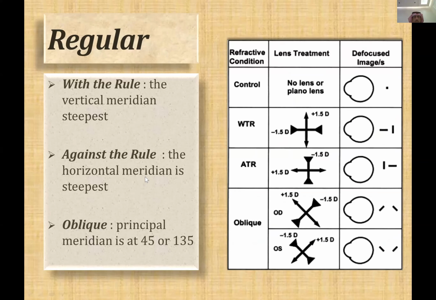Again, the regular type is divided into with the rule, against the rule, and oblique. In the case of with the rule astigmatism, the vertical meridian is the steepest, and it will be corrected by a plus cylinder lens at axis 90. And in the case of against the rule, the horizontal meridian is the steepest, and it will be corrected by a positive cylinder lens at axis 180. In the case of oblique astigmatism, the principal meridian is 30 degrees away from the vertical and the horizontal meridian. So it will be either at 45 or 135 or in between.